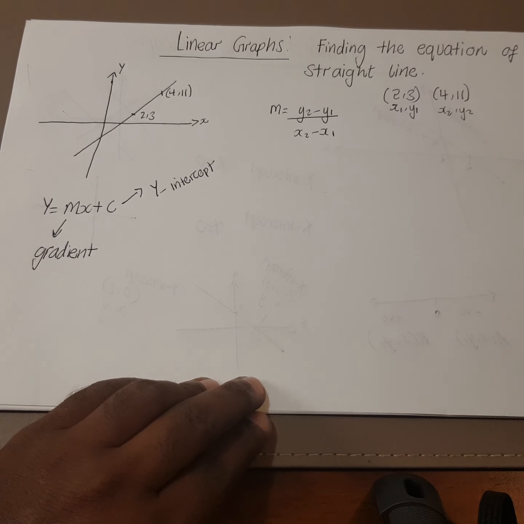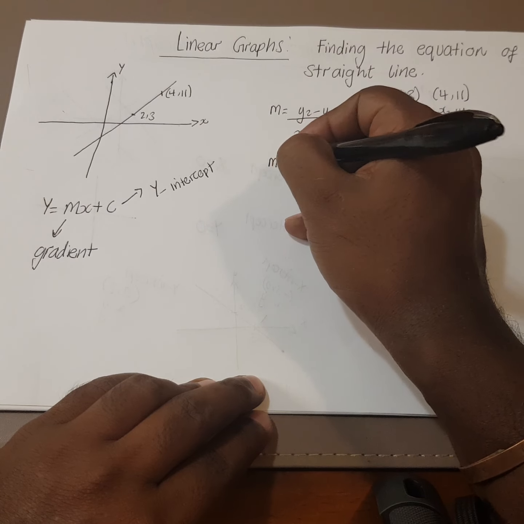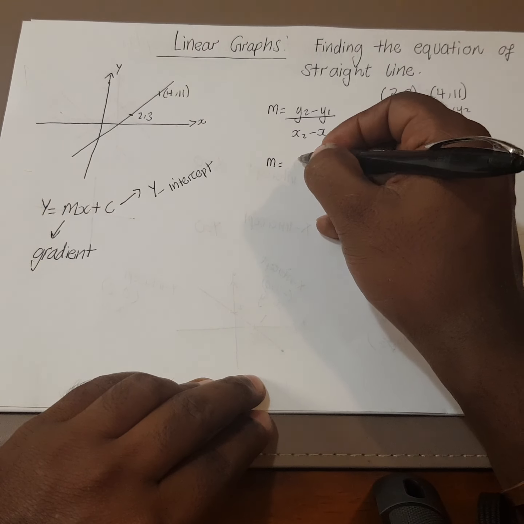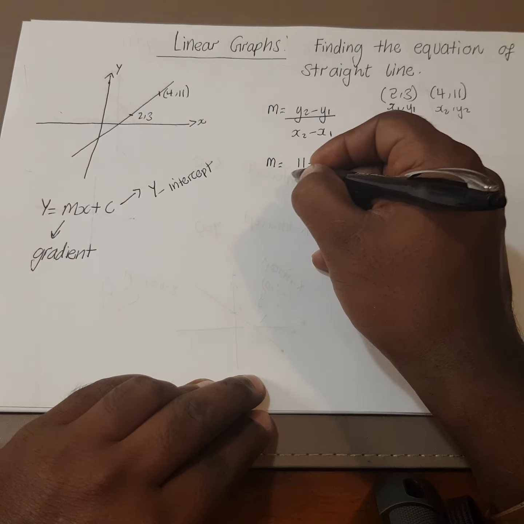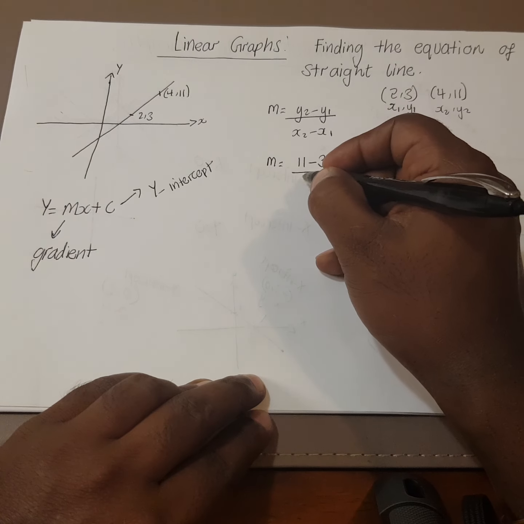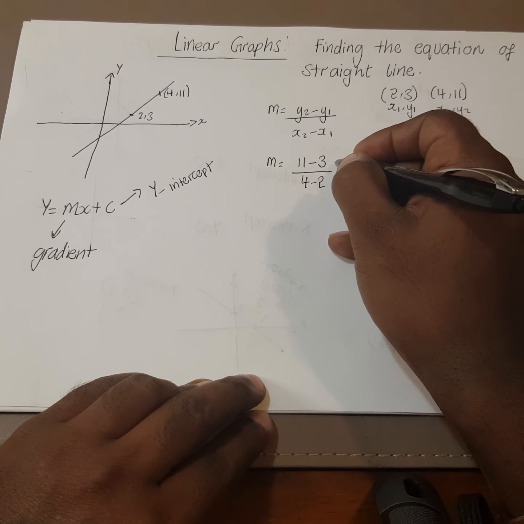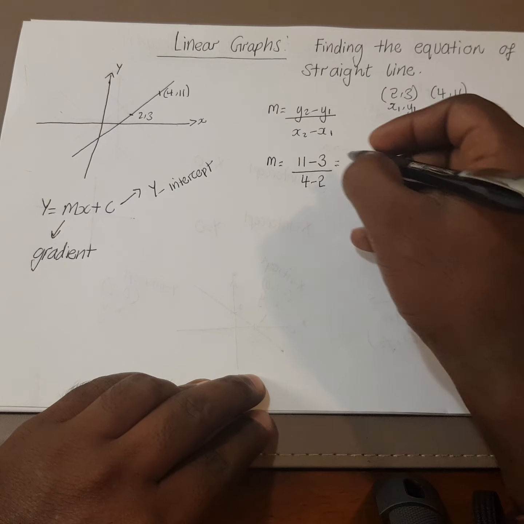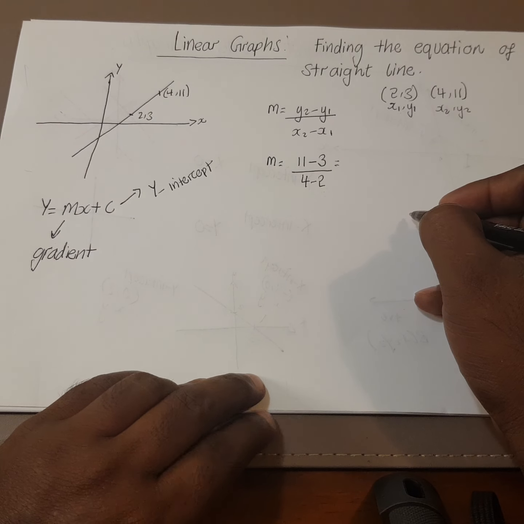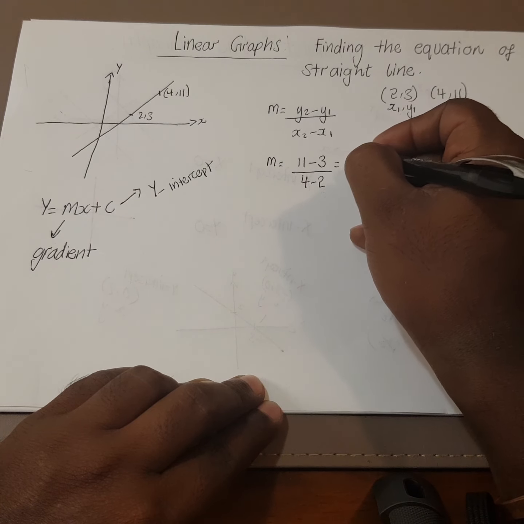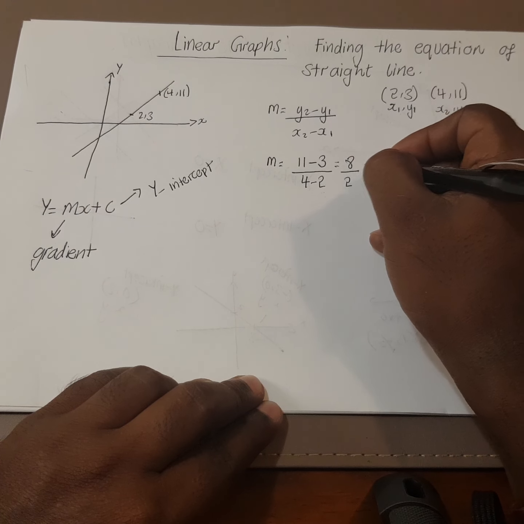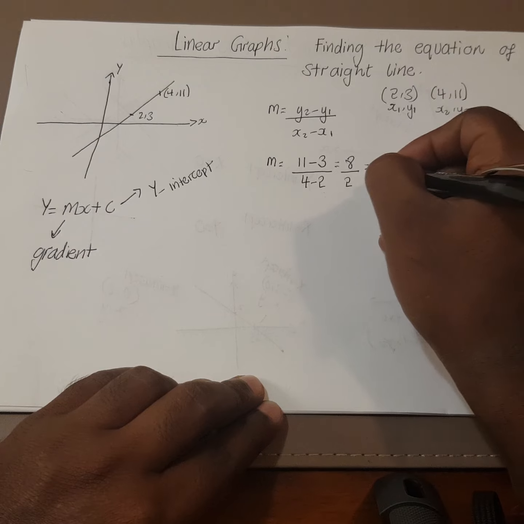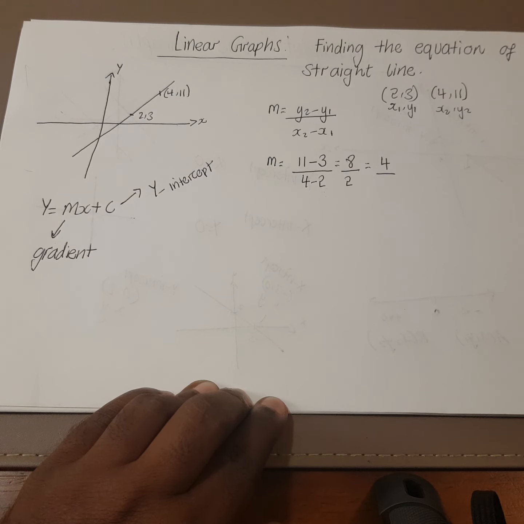All right. Next, what we do, we substitute the points. So what is y2? 11. And what is y1? 3. So 11 minus 3 over 4 minus 2. So what we're literally doing is substituting those numbers in this formula to find your gradient. 11 minus 3 is 8 and 4 minus 2 is 2. 8 divided by 2 is 4. So your gradient now becomes 4.